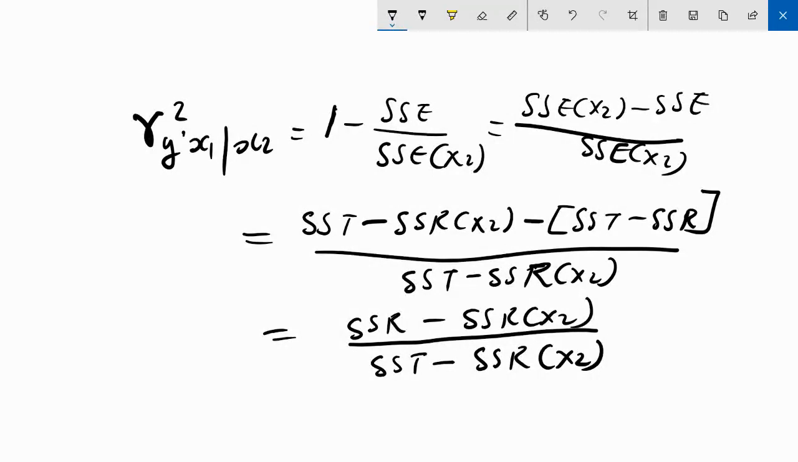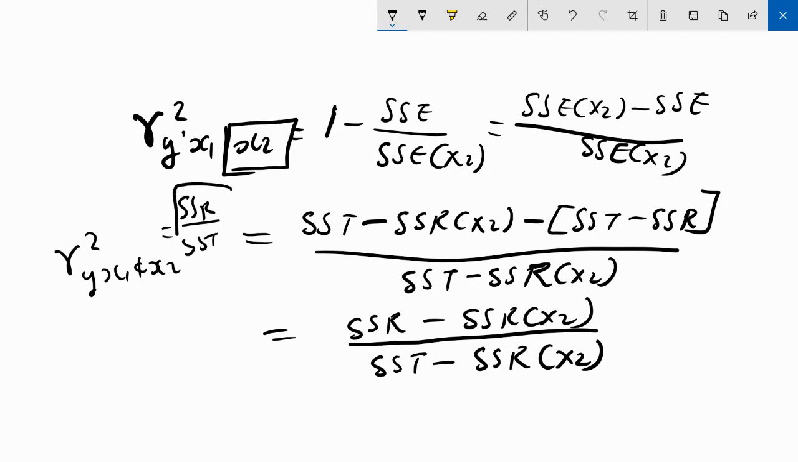No. Remember why we're dividing: we're given x2, that x2 is already in the model. Don't confuse the two. It's not the same as r squared of y x1 and x2. This one you are right is SSR divided by SST. But now, because you are given, that is why we're bringing in the division sign. So don't confuse the two.